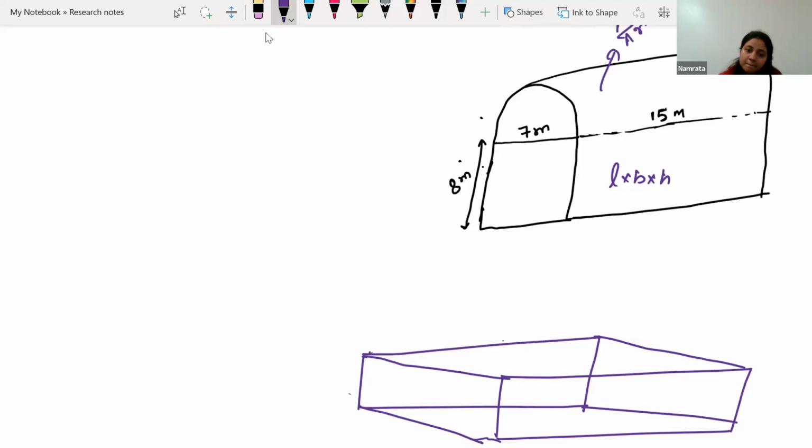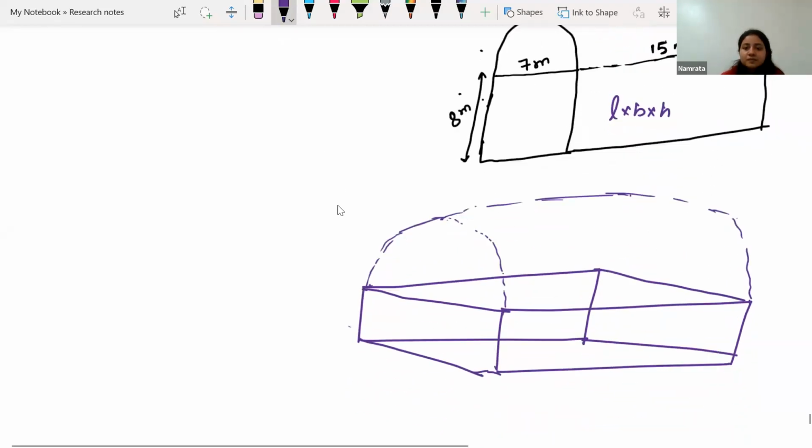Ma'am, this question is a bit confusing for me. Can you see it now? Yes, ma'am. The height of the cuboid is 8 meter. The breadth of the cuboid is 7, right? And the length is clearly given, that is 15.